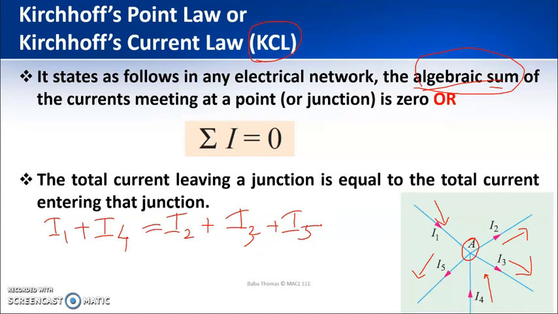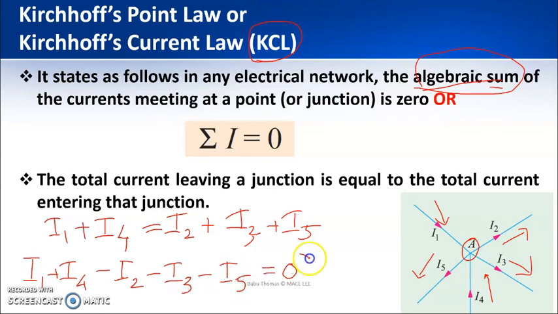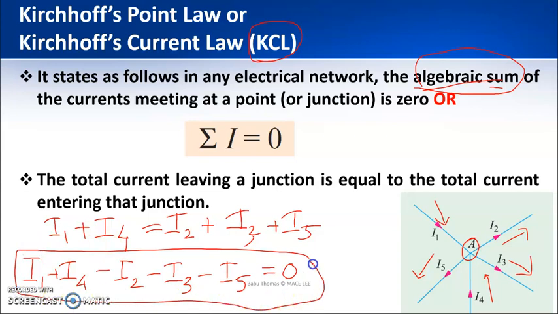So all the currents which are entering the junction are I1 plus I4. So this can also be written as I1 plus I4 minus I2 minus I3 minus I5 equal to 0. So this is nothing but the algebraic sum. So you can refer to this.